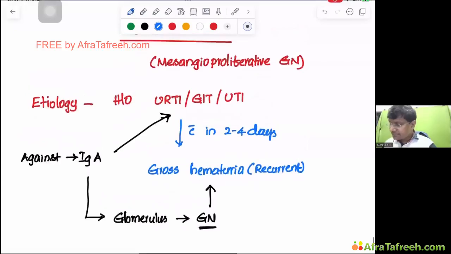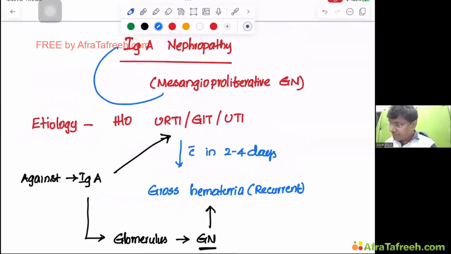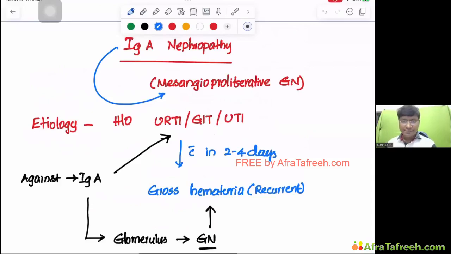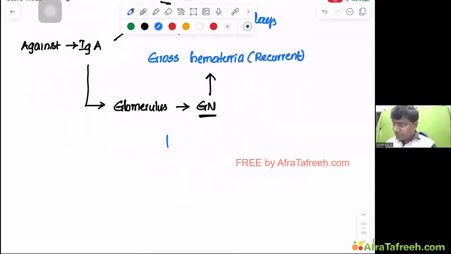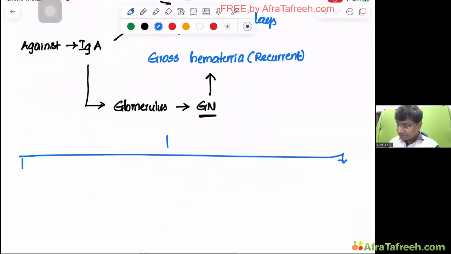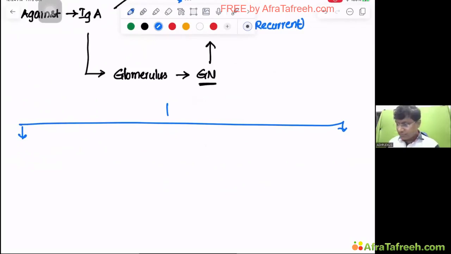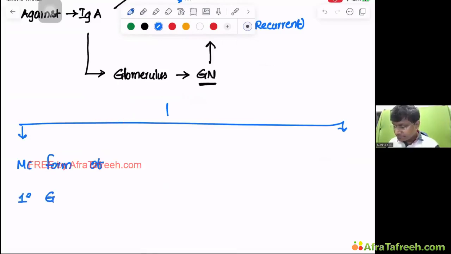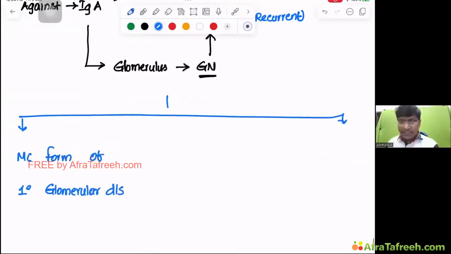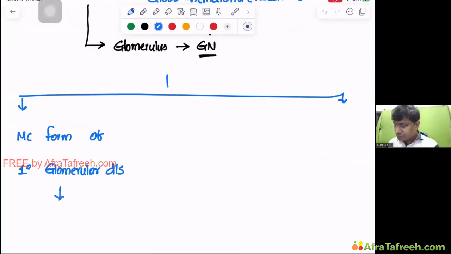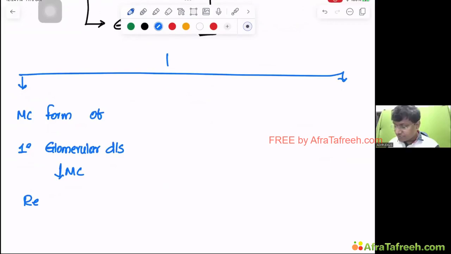And where do you see this IgA? The IgA is deposited within the mesangium. Some of the very important points about IgA nephropathy: it is the most common form of primary glomerular disease all over the world. And if the question is asked, what is the most common cause, or what is the most common glomerular disease causing gross hematuria, and that too recurrent gross hematuria?